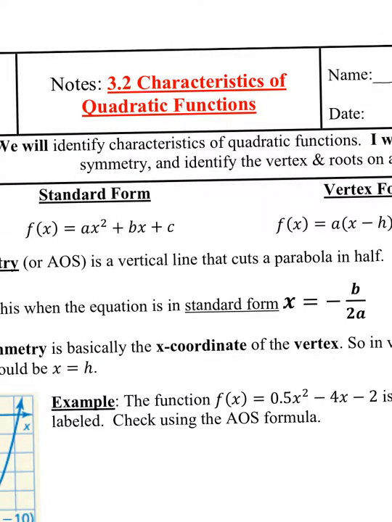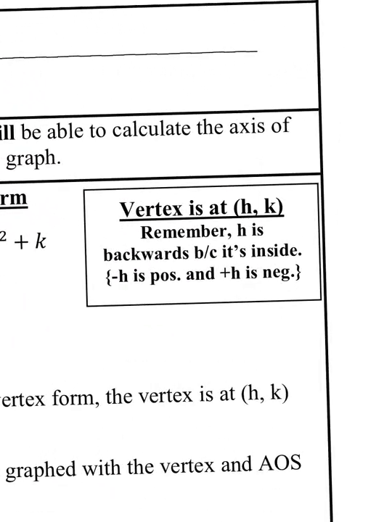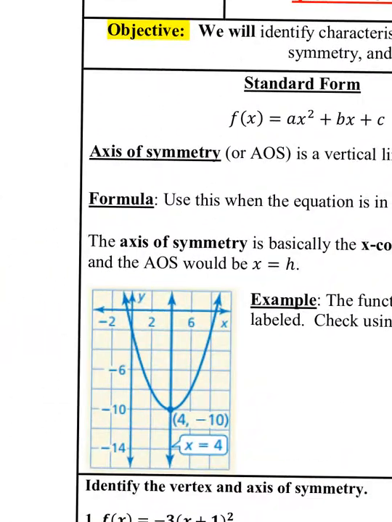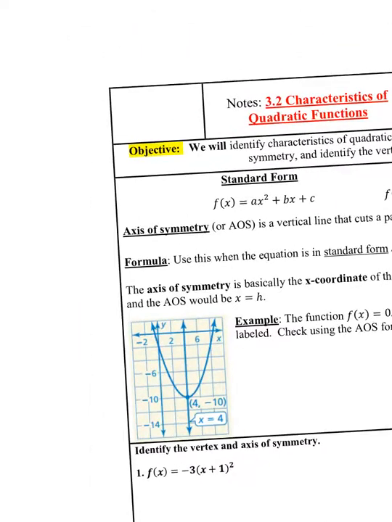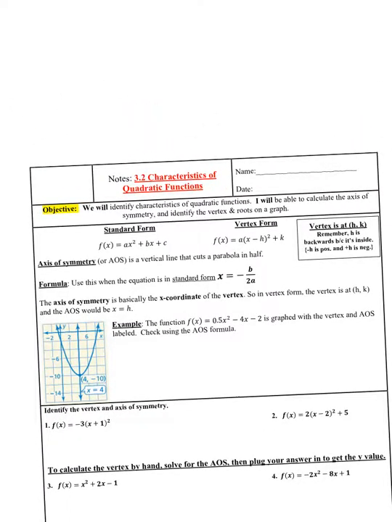So if the vertex is at h comma k, remember h is backwards because it's inside. Your axis of symmetry would be x equals h. So here you see in this example, it's at 4 comma negative 10, so x equals 4. You have to say x equals, that makes it an equation for a vertical line. So that's how it is in vertex form.